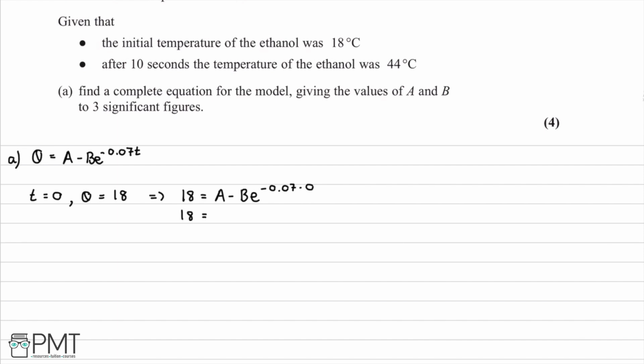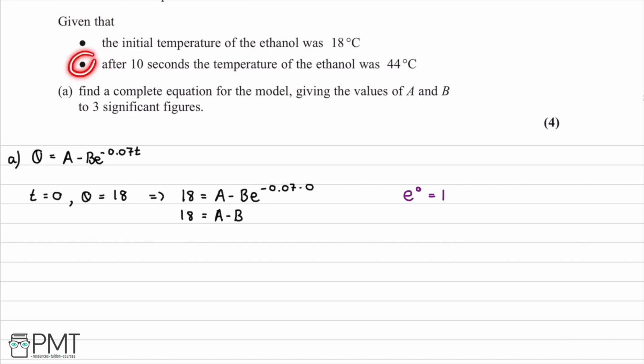Then we can tidy this up a little bit. We have A minus B to the power of 0, because this exponential power here is going to be 0. And we know what happens when we have e to the power of 0. We'll just write this here: e to the power of 0 is equal to 1. So this leaves us with the following equation: 18 is equal to A minus B.